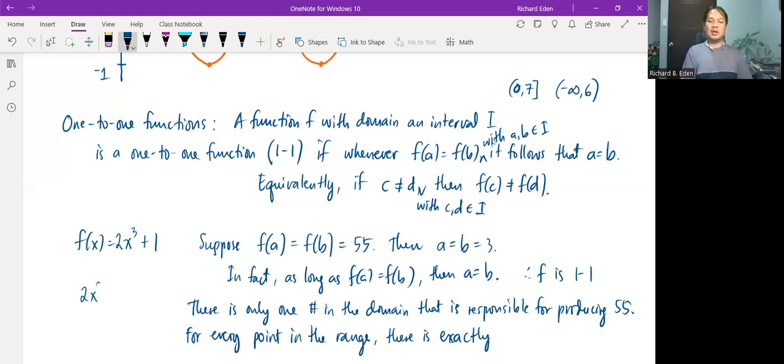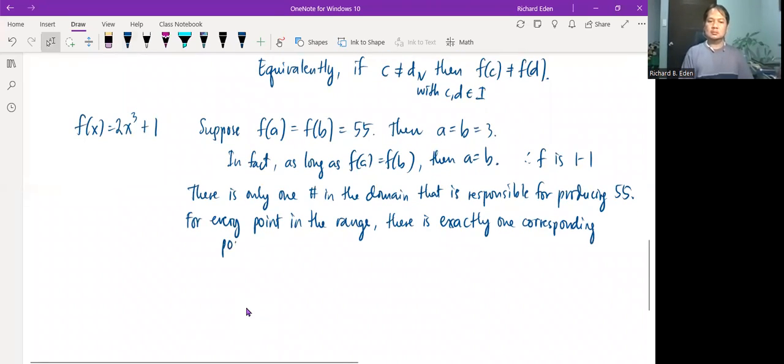Kasi kung kunwari 2x cubed minus x squared plus 7, may nasama ka ng x squared. Eh. So, baka hindi na 1-to-1. Okay, so anyway, this function f is 1-to-1. So for every point in the range, there is exactly one corresponding point in the domain. Okay, so therefore f is a 1-to-1 function.